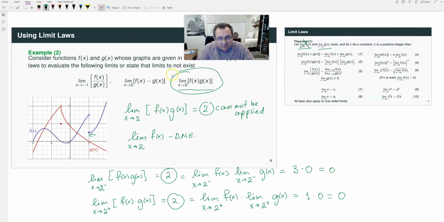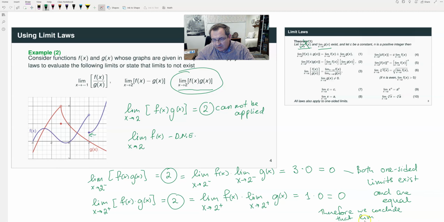What about the existence of the overall limit? Well, according to our computations, both one-sided limits exist and they are equal. Therefore, we conclude that the limit overall exists and is equal to 0. The limit as x is approaching 2 of the product f times g of x exists and is equal to 0. So the answer over here is 0.